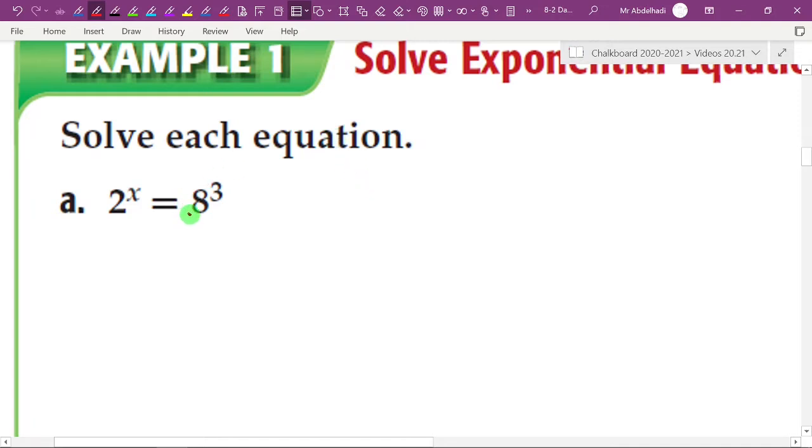So there has to be, because we're in this section about base matching, there has to be a way to make these both the same number. Okay? And if you think about it, 2 is a prime number, so we really can't change it or break it down in any way, but 8 is not a prime number. So how about we do a factor tree for 8?